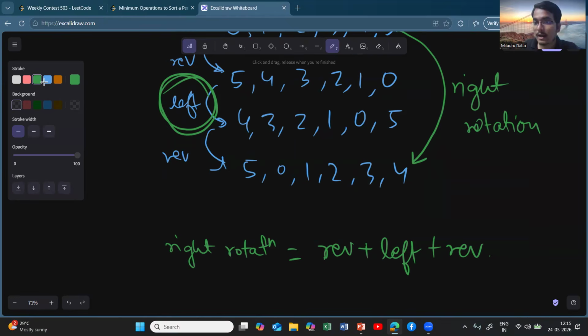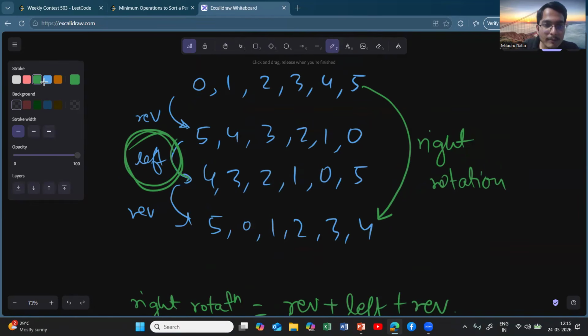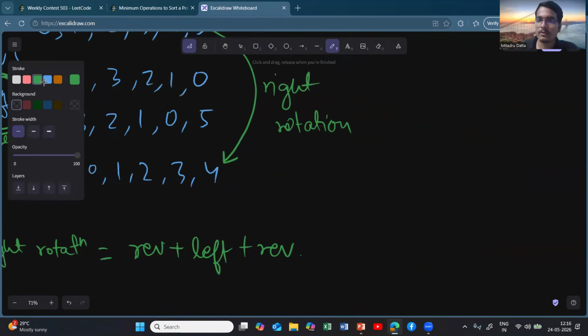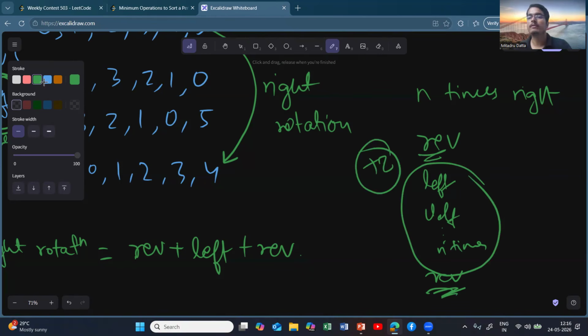What if I want to rotate my array right 2 times? Then instead of doing left 1 time here, I will do 2 times left. So basically, if I want to rotate my array right n number of times, then what will I do? I will reverse the array, then do left rotation n times, then again reverse my array. Reverse at the first and reverse at the last. So plus 2 number of operations I need extra.